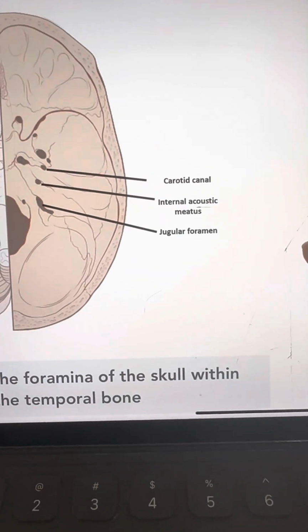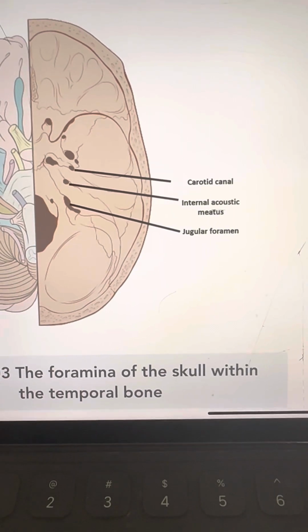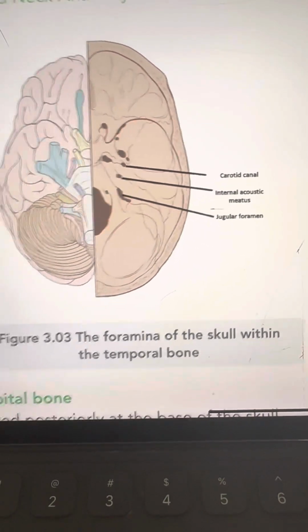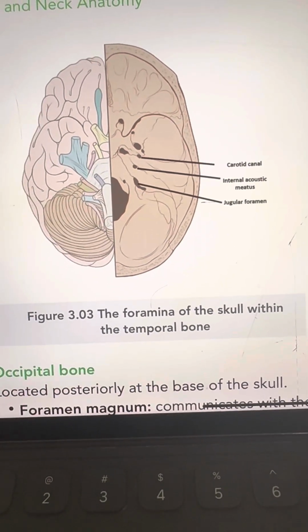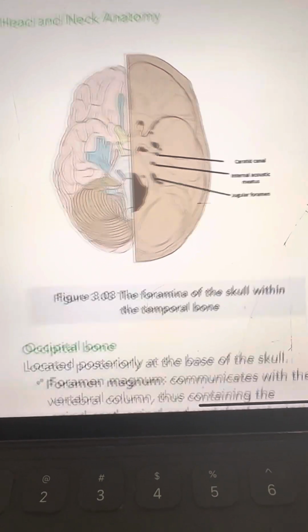Carotid canal, internal acoustic meatus, jugular foramen: the foramina of the skull within the temporal bone.